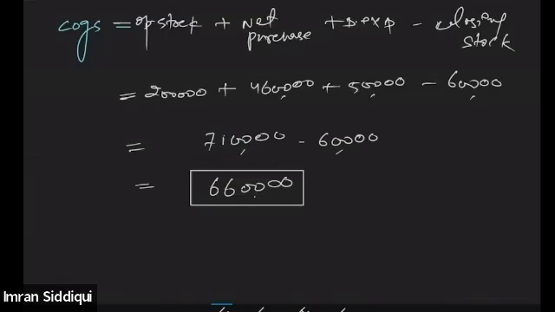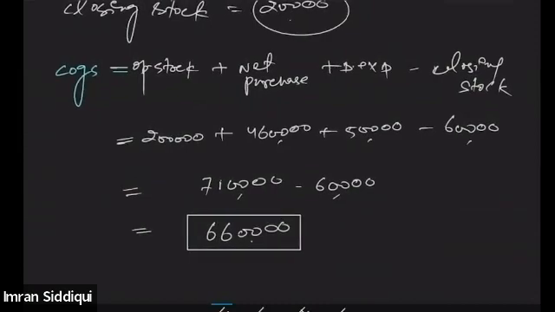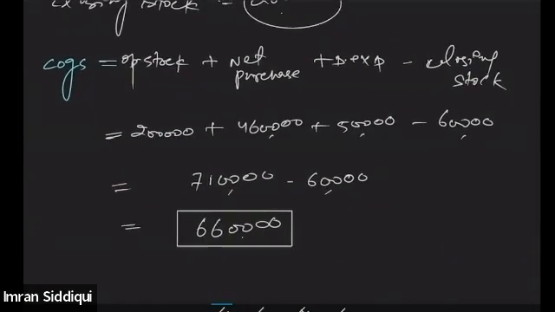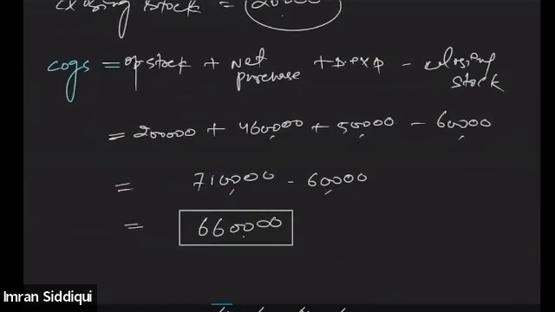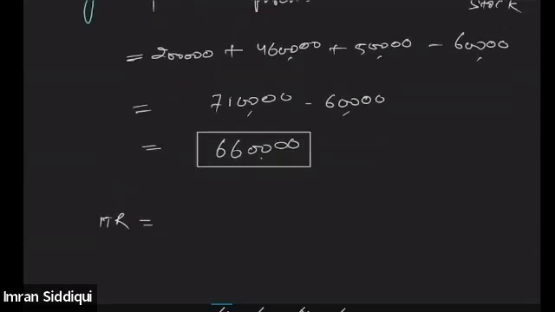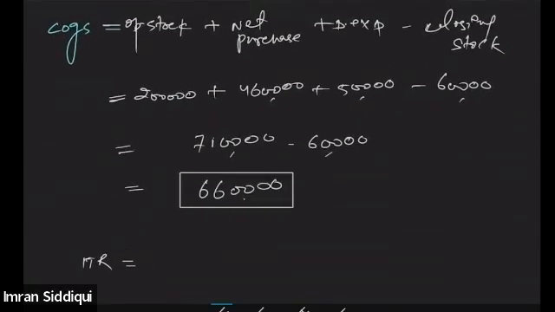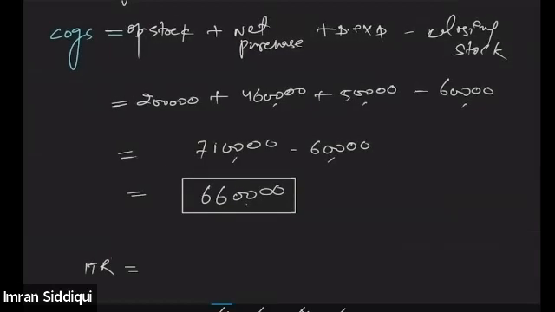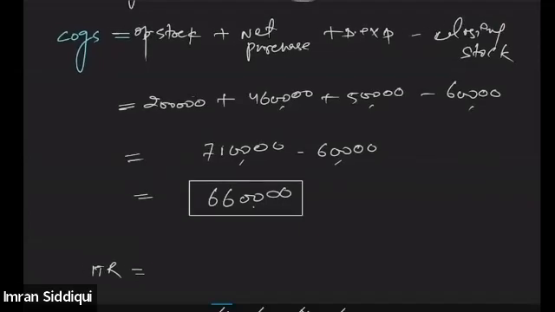Yes. Understood, Halima? You understood the calculation? This is COGS. Understood, yes or no? Sir, I think it's 6,50,000. Can you scroll up again? It should be 6,50,000. That is what you were saying. Yes.